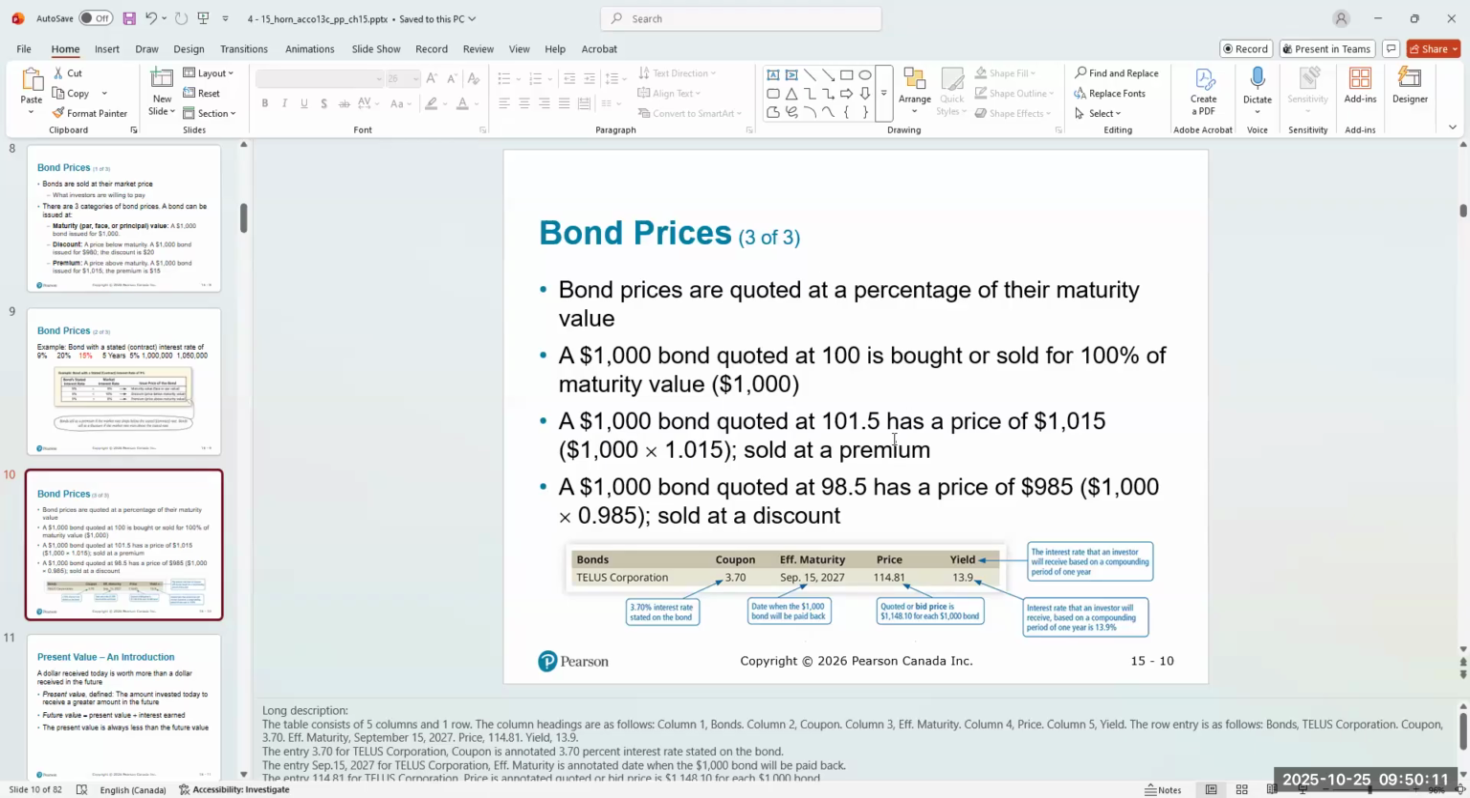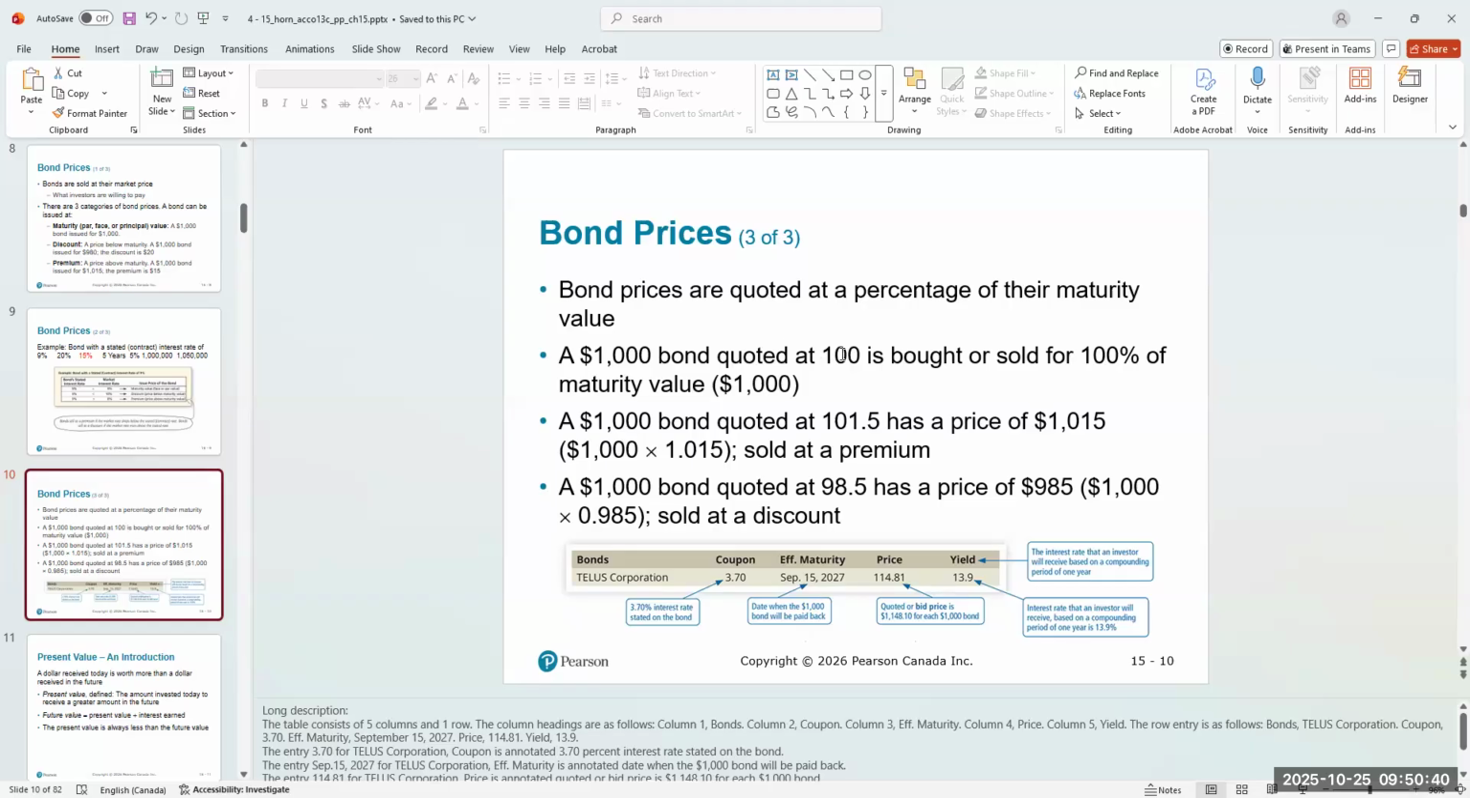So when you see the bond is quoted more than 100, that means the bond is sold with a premium. You're asking more than what you're going to get. And the opposite, if you see the quote is less than 100, that means you're getting a discount. So you're going to get less money today, and you have to pay more money tomorrow.